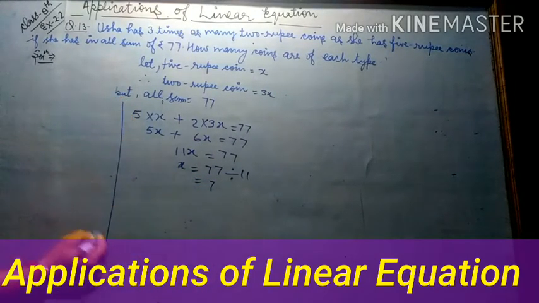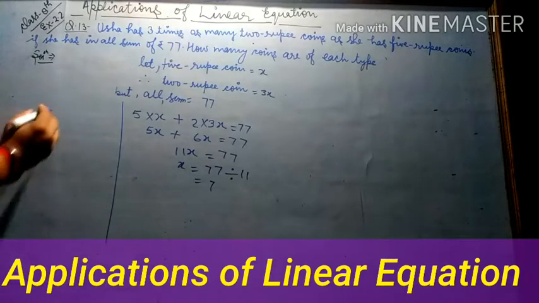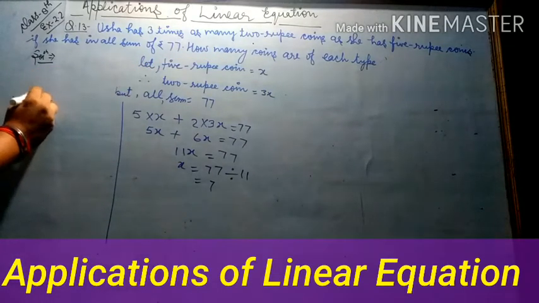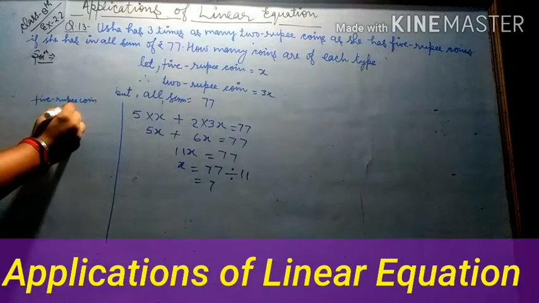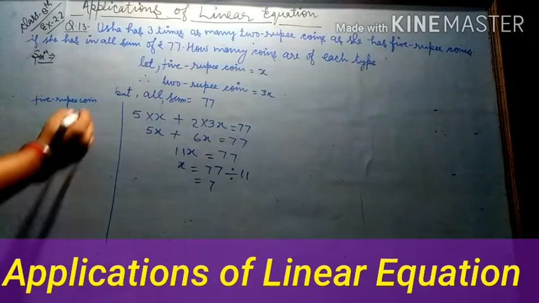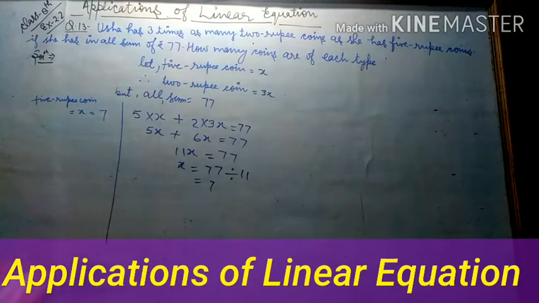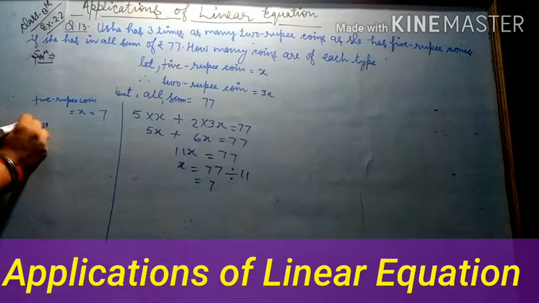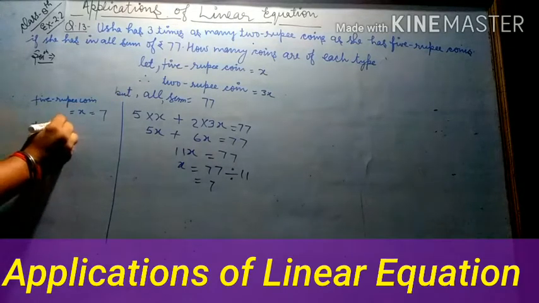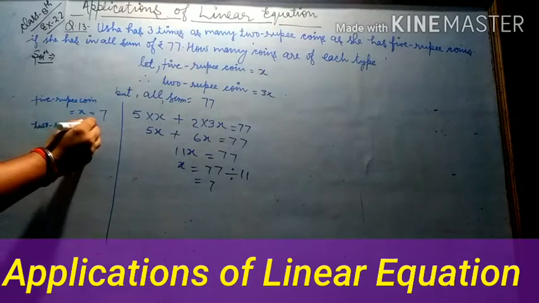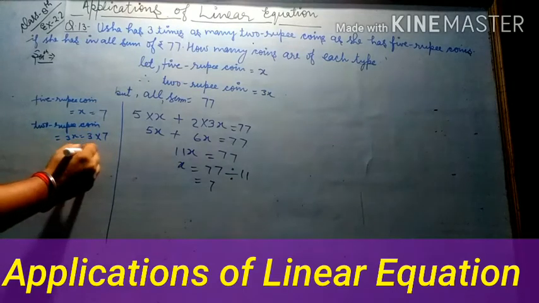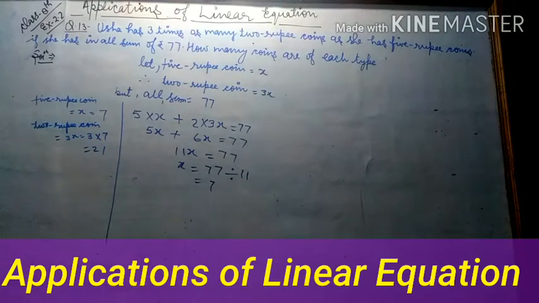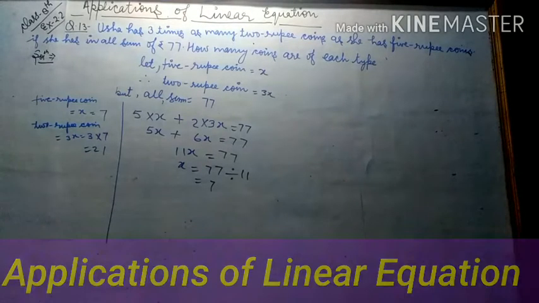So now you can understand 5 rupee coin equals x means 7. So the number of 5 rupee coins is equal to 7 coins, and 2 rupee coins equals 3x, means 3 multiplied by 7, that is 21. Okay, so this is your answer.